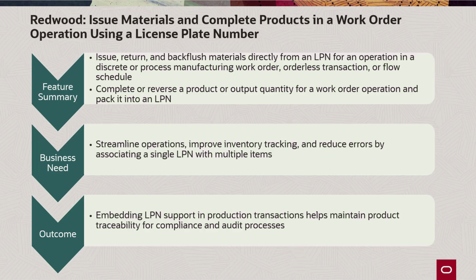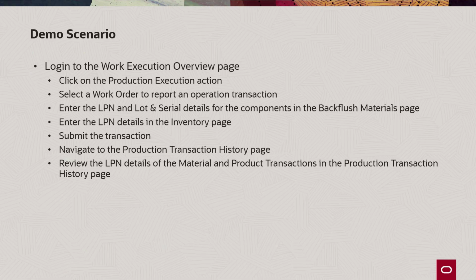Now let's walk through a short demo of this feature where we will see how license plate numbers are used in material backflushing and product completion while reporting a work order operation transaction at a workstation. You can also report the same in a workstation-less mode. Although this demo shows backflushing of components from an LPN and work order completion into an LPN for a work order operation, you can perform similar actions for flow schedules and orderless transactions.